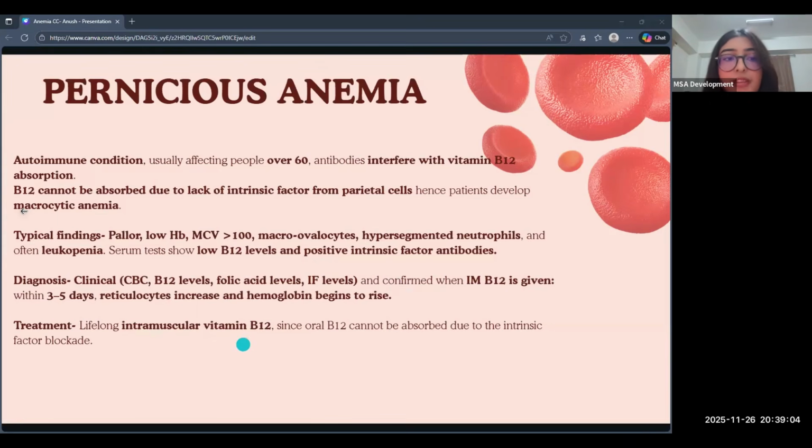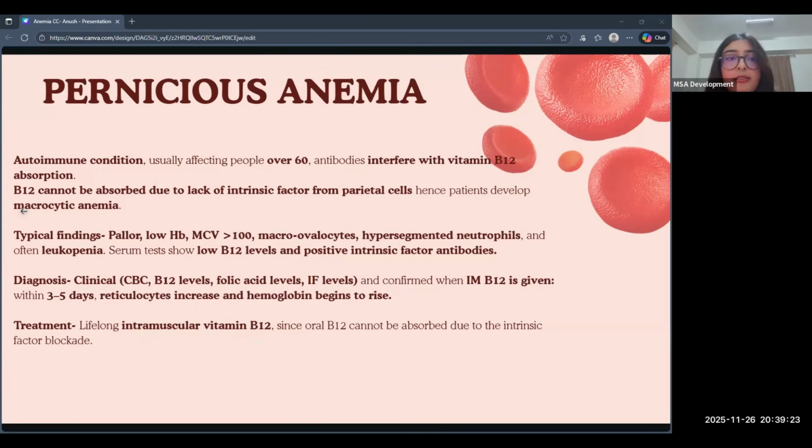Now, the treatment is exactly that. You give intramuscular vitamin B12, and you have to give this for all of their life. Now, we can't give it orally because if we were to take vitamin B12 orally, it will go to the stomach and there's no intrinsic factor to bind to it. So there will be no complex formation and it will not be absorbed.